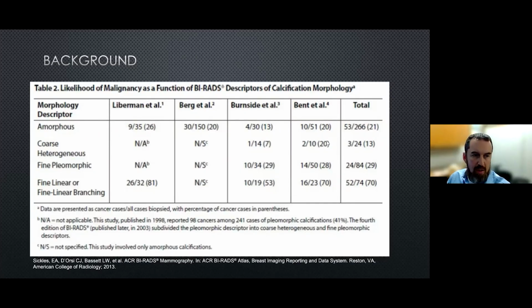And these top ones, amorphous, coarse heterogeneous, and fine pleomorphic, all fall in the BI-RADS 4B subcategory, because there's between 10 and 50% risk of malignancy. The only one that falls into BI-RADS category 4C is fine linear branching, because there's a 70% chance of malignancy with that morphologic descriptor. You may notice that there are no calcifications that fall under the 4A category. In addition, there are no calcifications that definitely fall under the BI-RADS 5 category either.